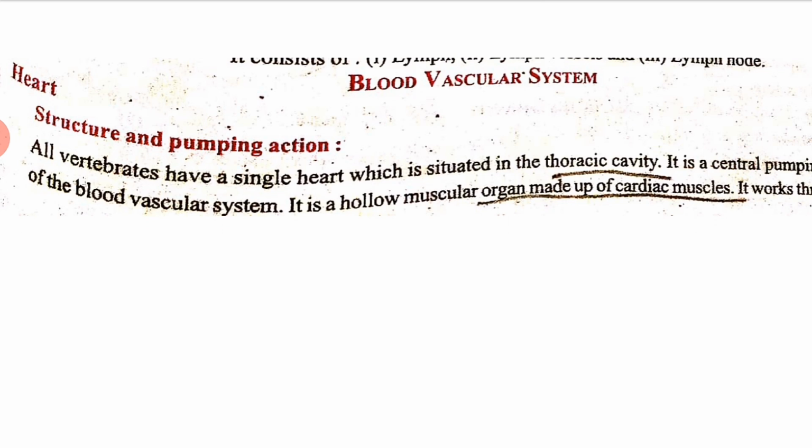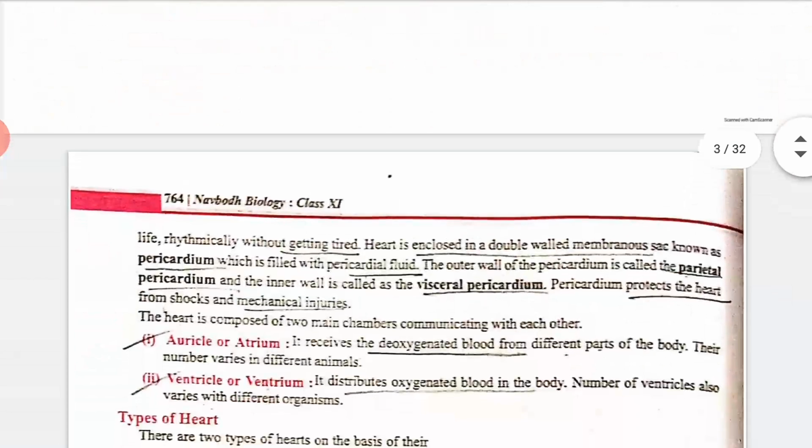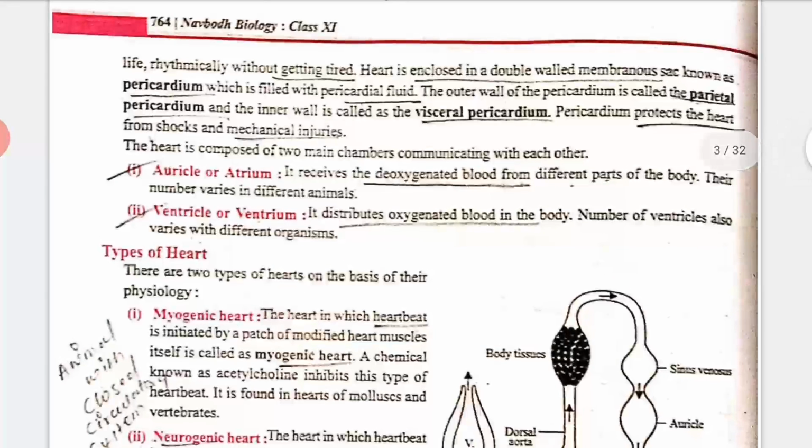So, let's start. See, all vertebrates have a single heart which is situated in the thoracic cavity. It is the central pumping organ of the blood vascular system, and it is a hollow muscular organ made up of cardiac muscles. It works throughout life and rhythmically without getting tired. So the heart is enclosed in a double walled membranous sac known as pericardium, which is filled with pericardial fluid.